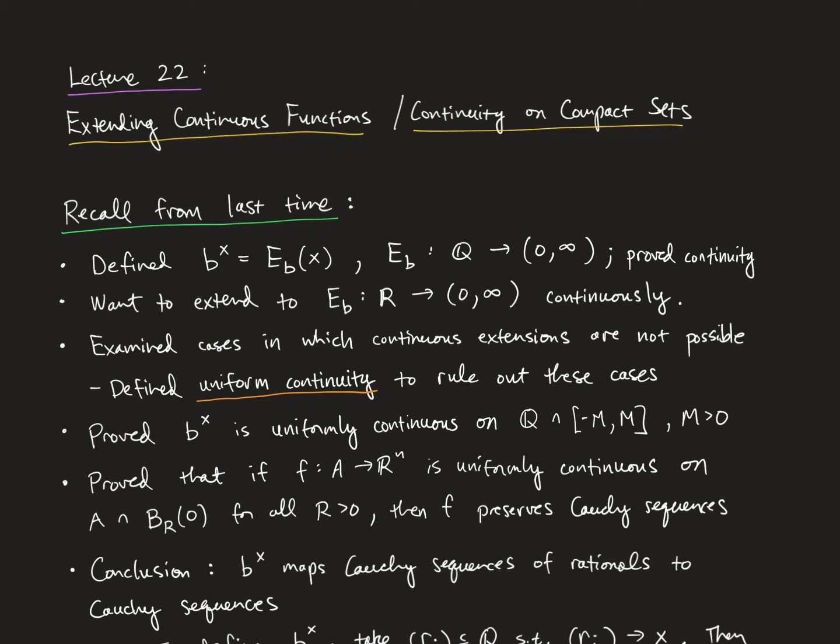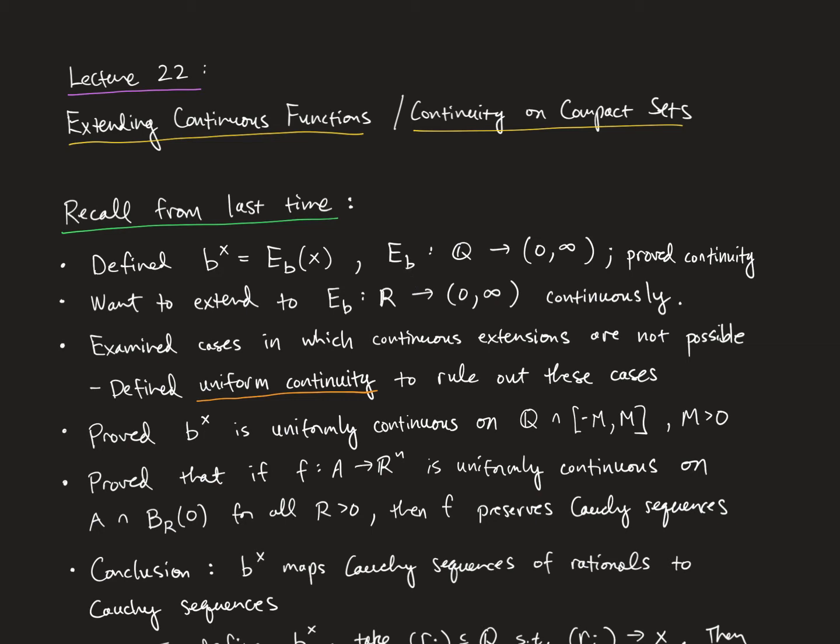All right, so in our lecture on real analysis, we're going to pick up where we left off last time. So I'll give you a summary of what we did last time. You might recall that we started by defining the exponential function of base b, denoted in either one of these two ways, on the rational numbers.